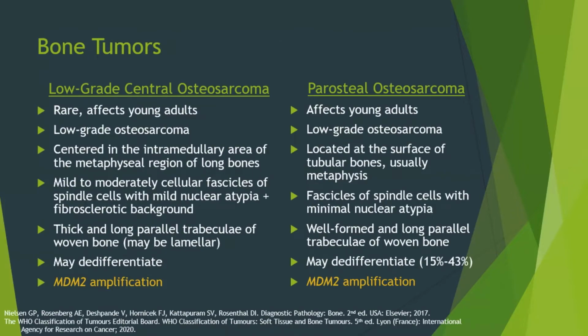Now, there are also two bone tumors that have MDM2 amplification and they actually look quite similar. Low-grade central osteosarcoma and paraosteal osteosarcoma both usually affect young adults. They are low-grade osteosarcomas composed of moderately cellular fascicles of spindle cells with mild nuclear atypia, with thick and long parallel trabeculae of woven bone. Both are associated with MDM2 amplification, and the main difference between them is their location. Low-grade central osteosarcoma is located in the intramedullary area, that's why it's called central osteosarcoma, while paraosteal osteosarcoma is located at the surface of the bone.